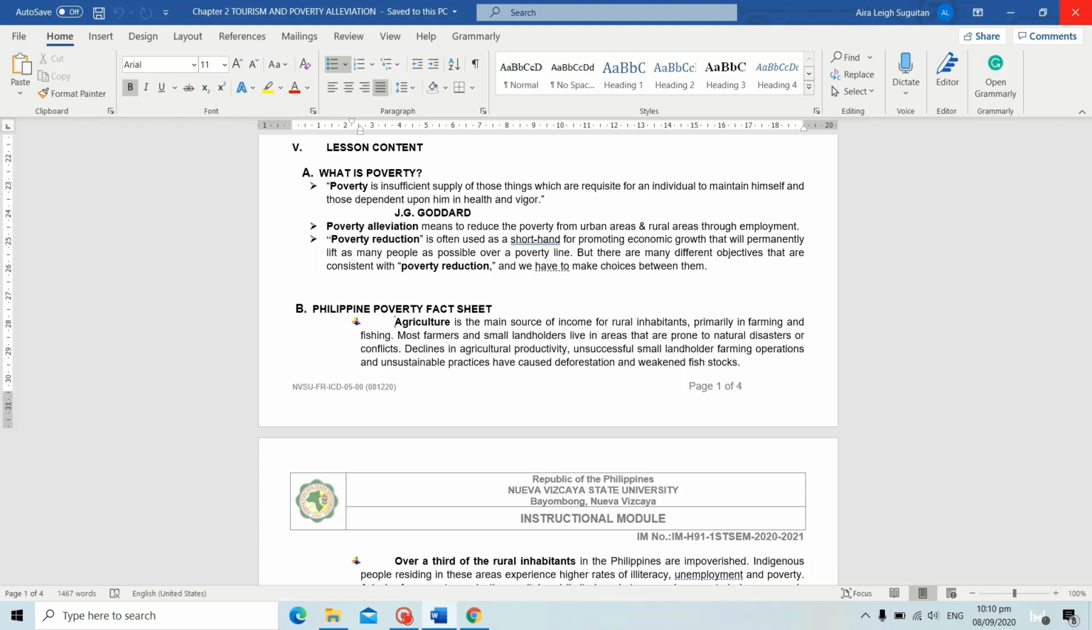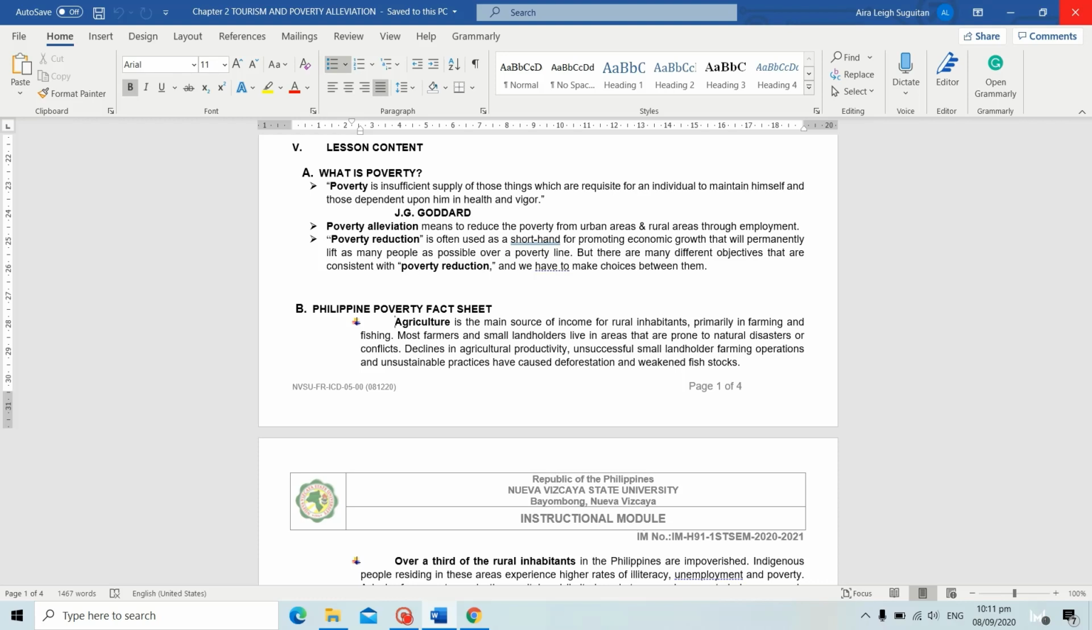And pag namatay yung mga coral reef natin, nababawasan yung mga fishes. So, ibig sabihin, pag nababawasan yung fishes na naninirahan doon, konti lang din yung na kukuhang mga isda ng mga fishermen natin. Declines in agricultural productivity, unsuccessful small landholder farming operations, and unsustainable practices have caused deforestation and weakened fish stocks. For farming, ang isa sa mga pinakamalaking problema ng mga farmers natin would be the irrigation.